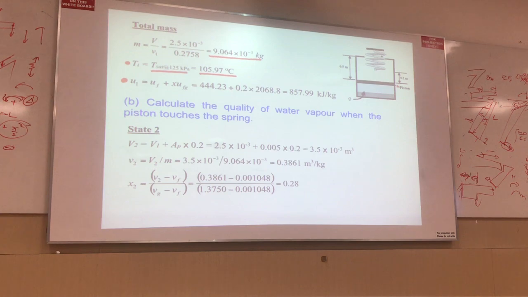Okay? So this is very important. Number B, calculate the quality of water. So I can calculate V2, specific volume, V1 plus this distance, because the piston goes here. This is state 2. Then this is V1 and this one incremental volume, right? Then I can find final volume at state 2. Then specific volume at state 2, V2 by total mass. Then I can calculate V2. Then I calculate the quality, which is 0.28.